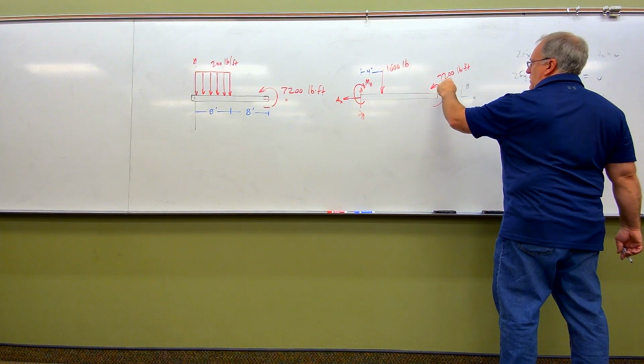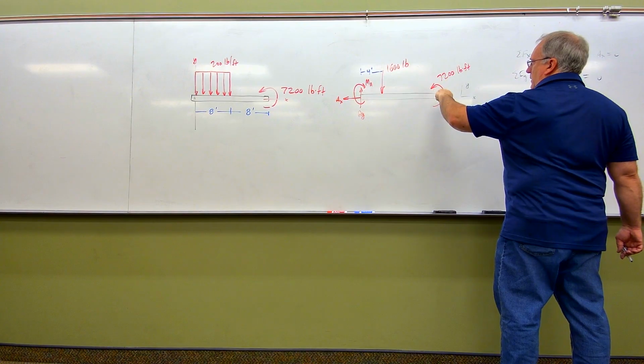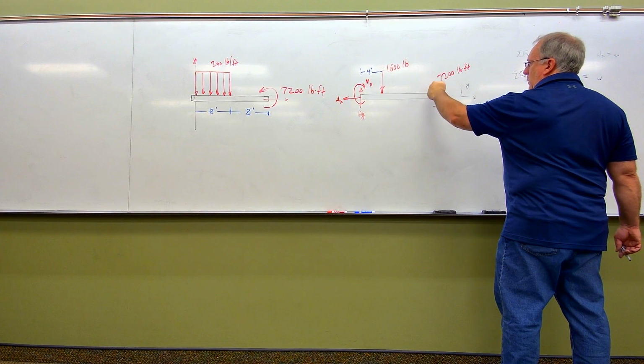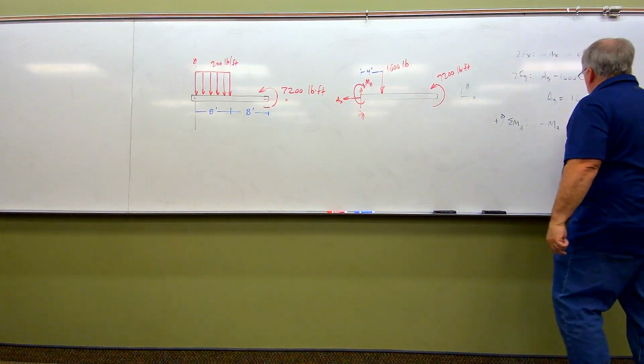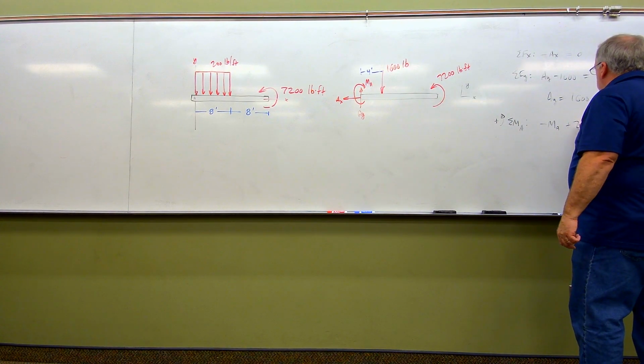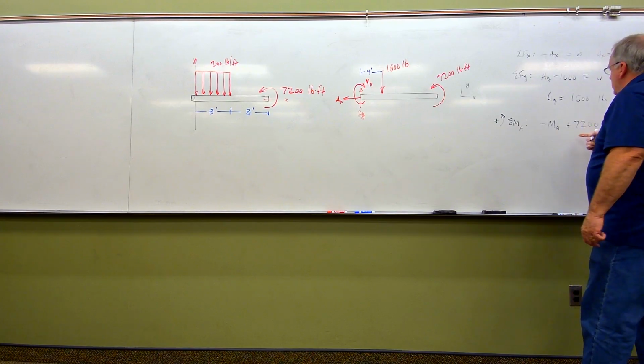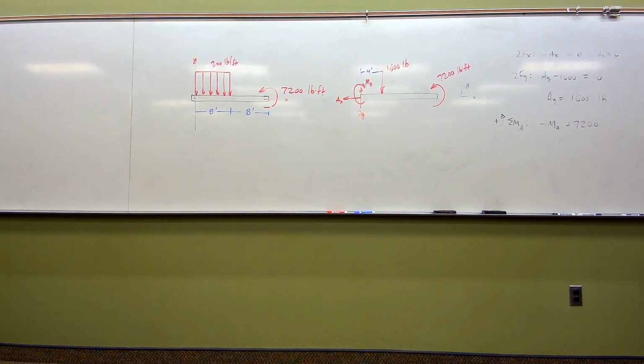If you look at this 7,200 foot-pound moment down here, we see that it's drawn in a counterclockwise rotation, so therefore it's positive. Remember, for an applied moment, we simply add the moment in. You're never going to multiply that by any distance because it's already a moment. Remember, a moment is a force times a distance, right? This is already a moment, so we're not going to multiply that by, in this case, 16 feet. It doesn't matter where it's at.